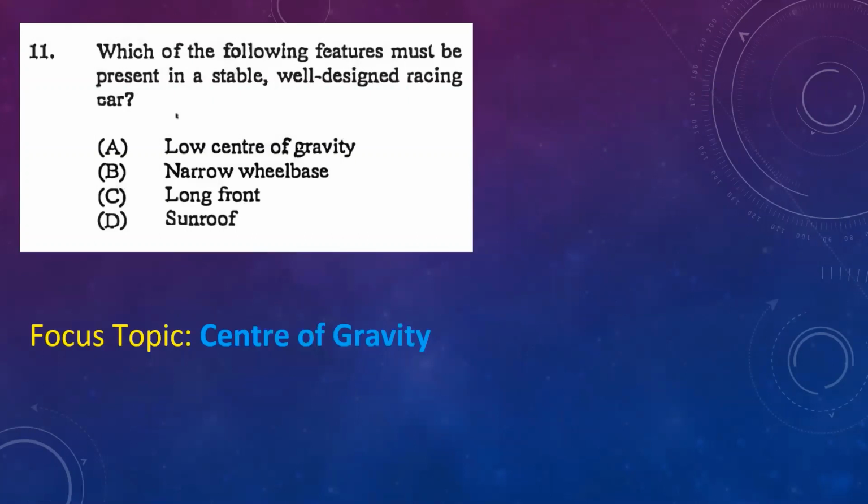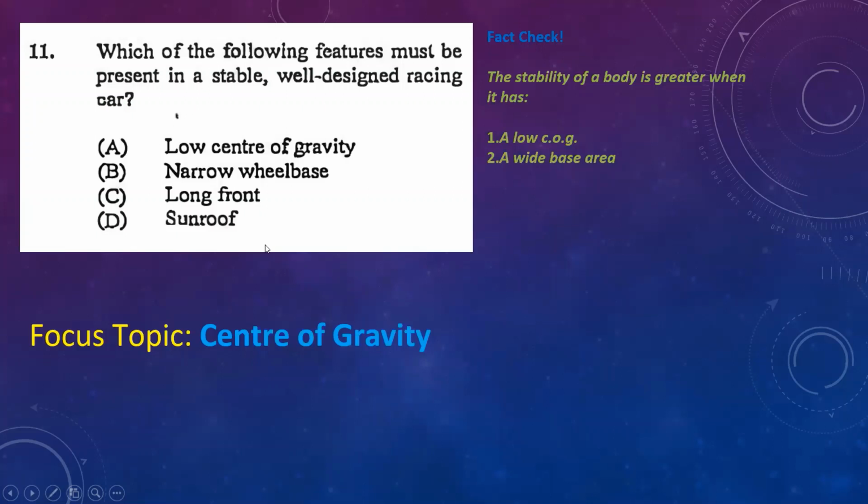Number 11, which of the following features must be present in a stable, well-designed racing car? Stability depends mainly on two factors: a low center of gravity and a wide base area. So A matches one of our criteria.